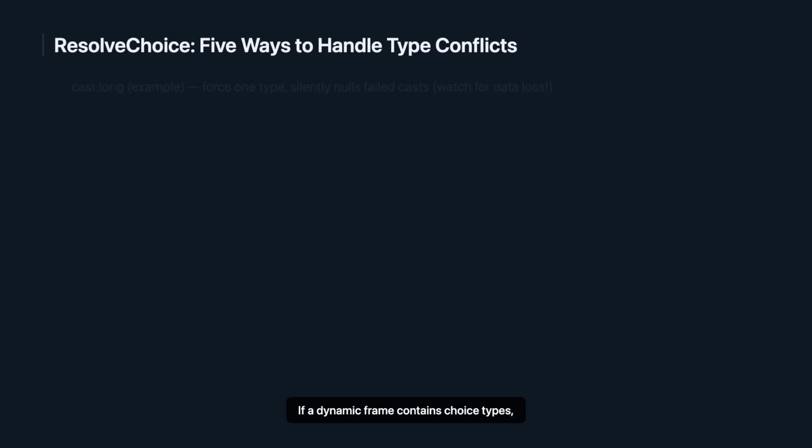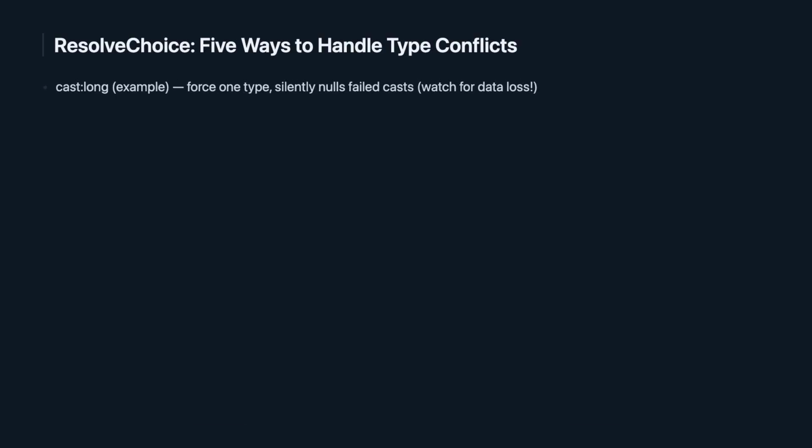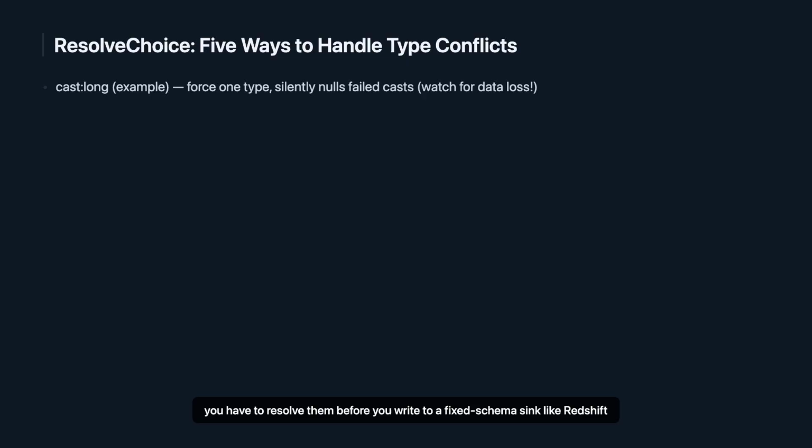If a dynamic frame contains choice types, you have to resolve them before you write to a fixed schema sink like Redshift or Parquet. That's what ResolveChoice is for, and there are 5 strategies. First, cast forces every value into one specific type, and anything that can't be cast is silently turned into null, a sneaky way to lose data.